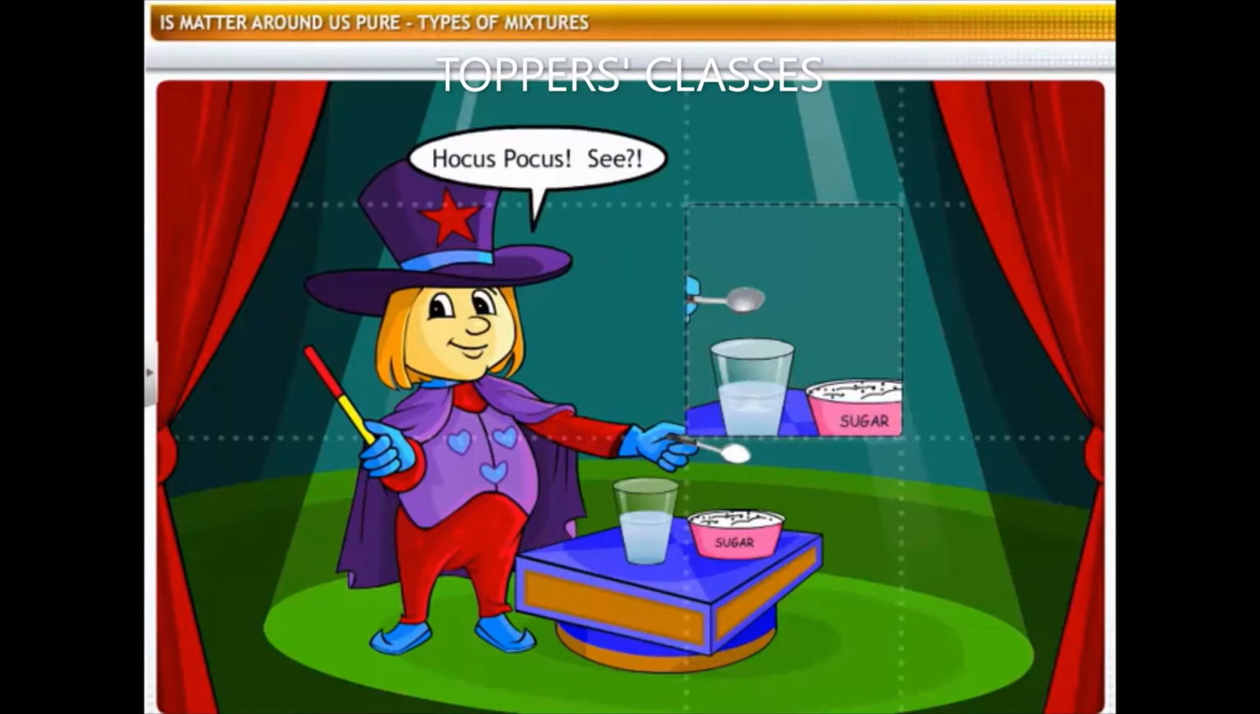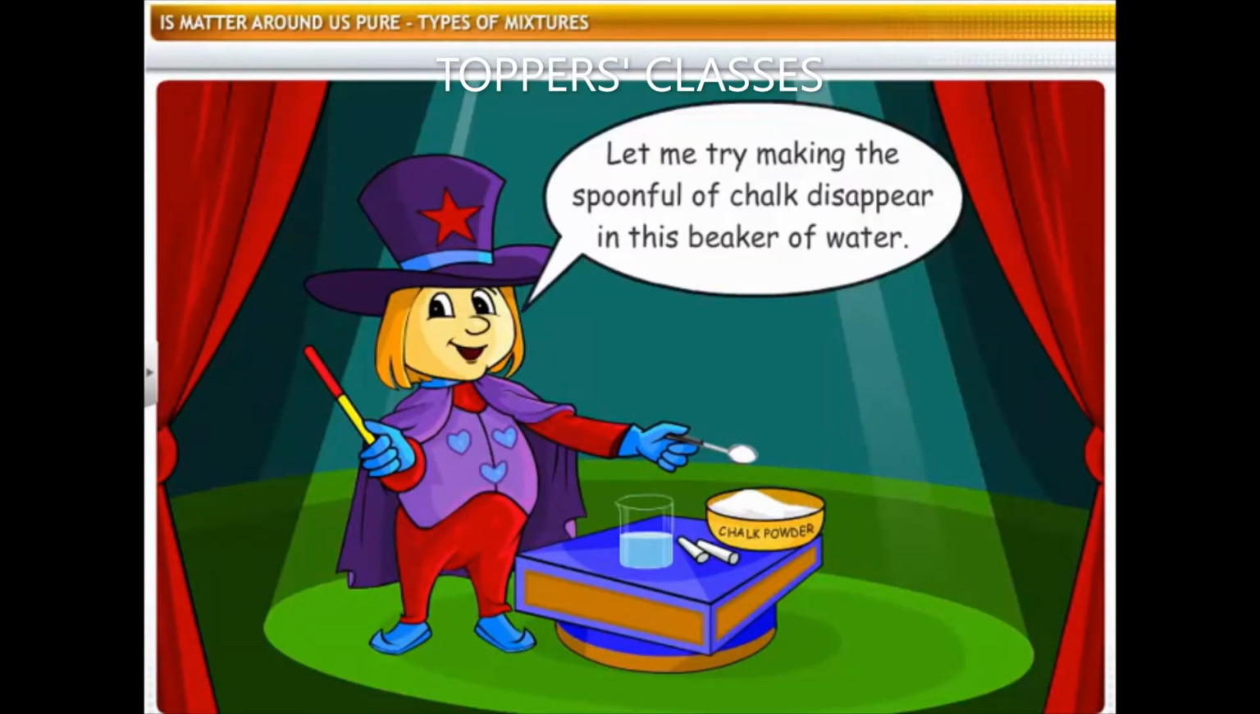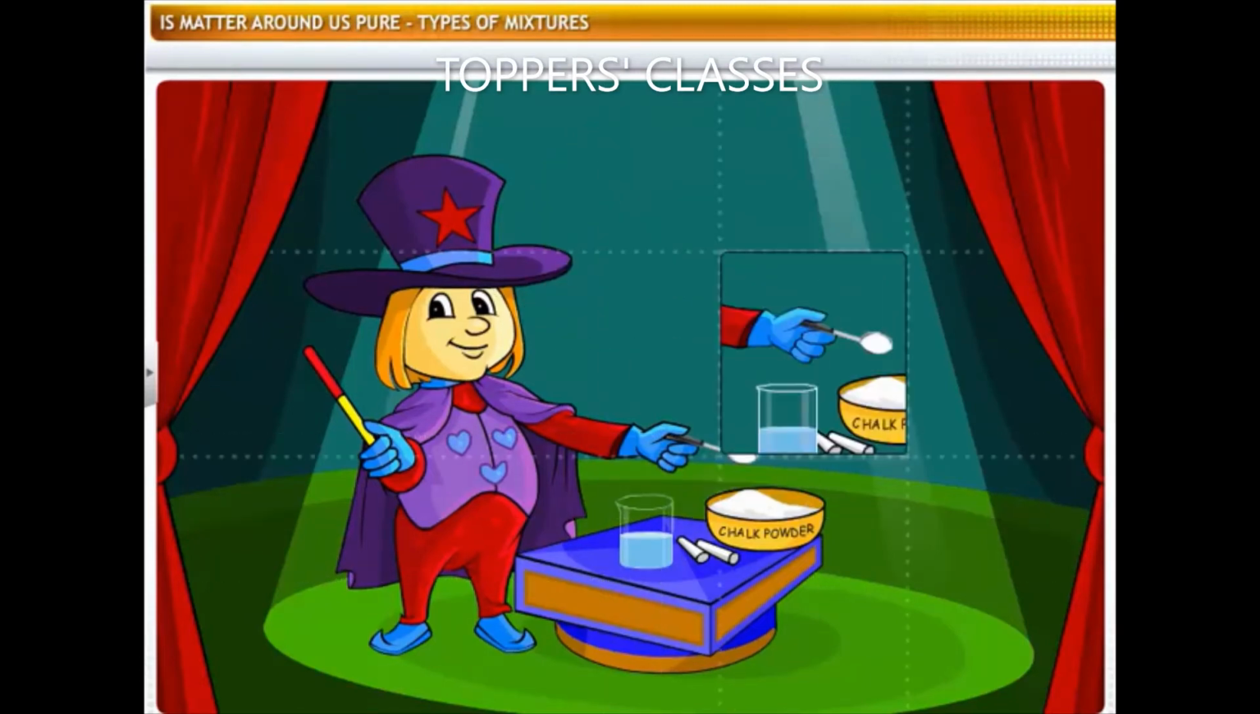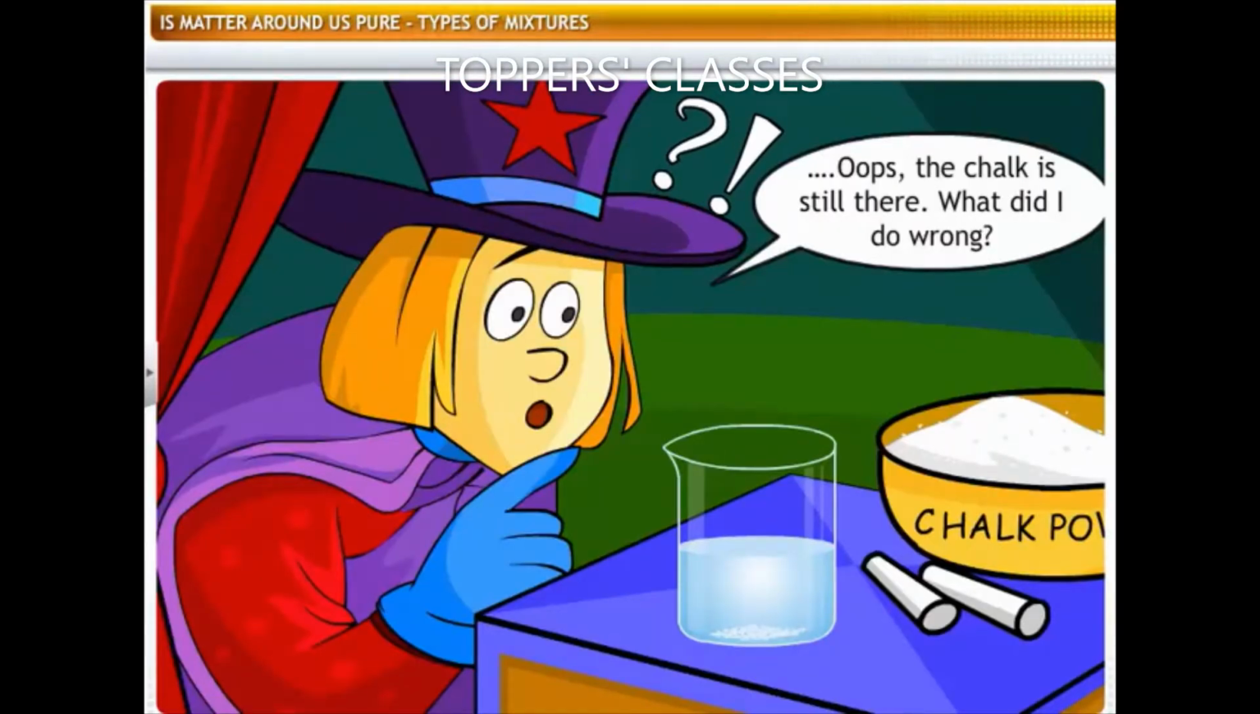Hocus pocus. See? Let me try making the spoonful of chalk disappear in this beaker of water. Hocus pocus. Oops! The chalk is still there. What did I do wrong?